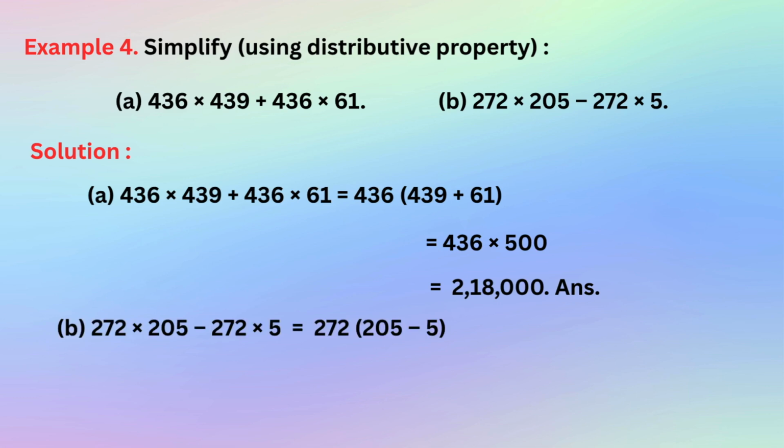272 times 205 subtract by 272 times 5 equals 272 times (205 subtract by 5) equals 272 times 200 equals 54,400.